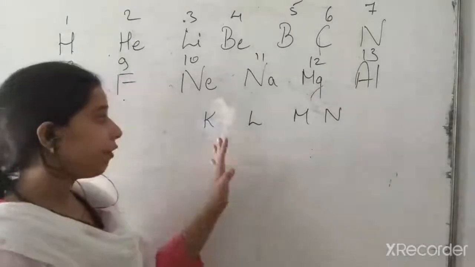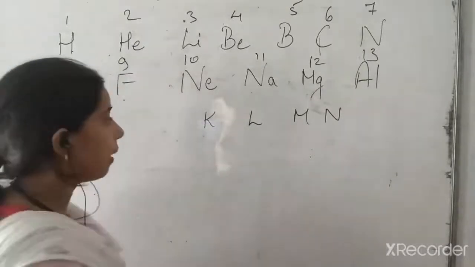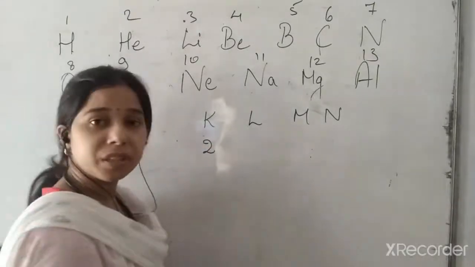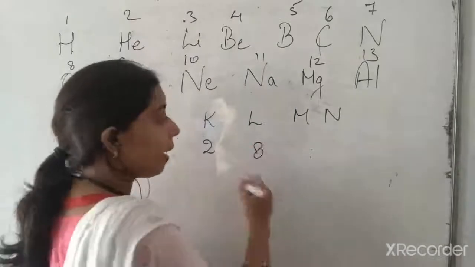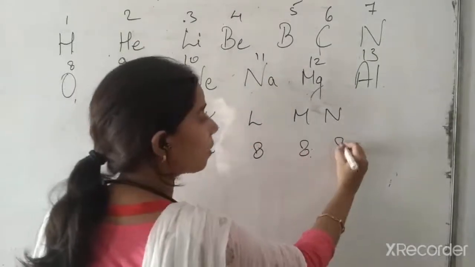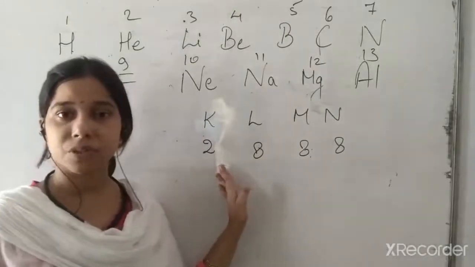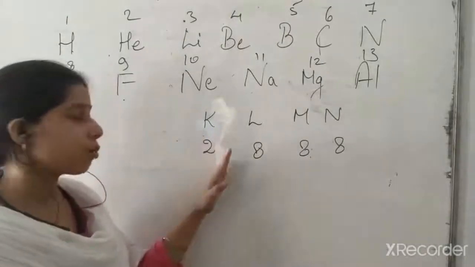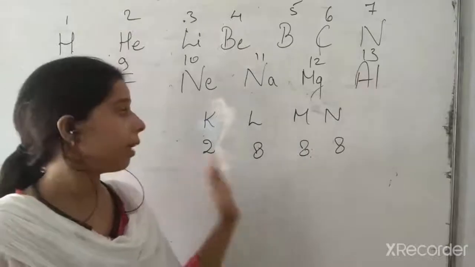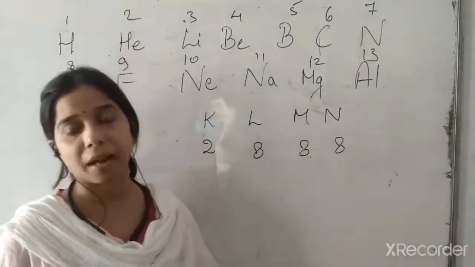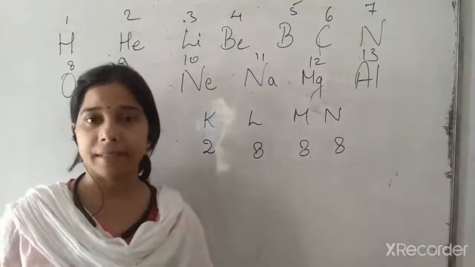It means if we talk about the K shell, it has the number of electrons, that is 2. L is having the number of electrons, that is 8. M is also having 8. N is also having 8. So only the K shell is there which has 2 electrons, while all other shells present around the center of the atom consist of 8 electrons.